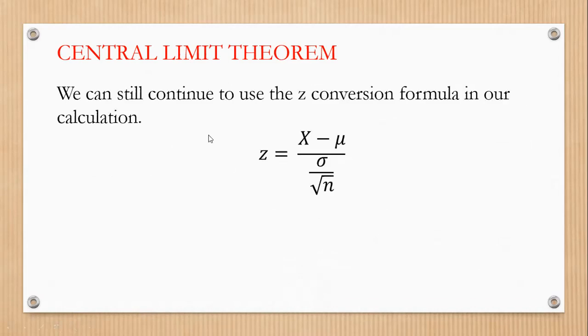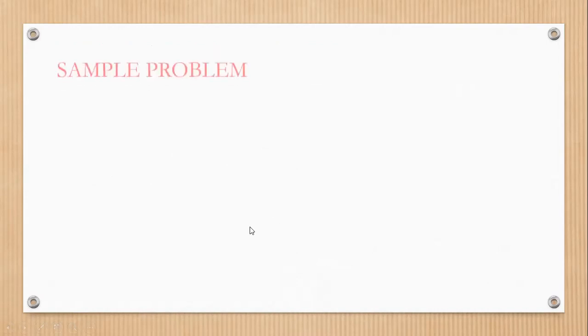Okay, so to continue, we can use the Z conversion formula, or the standard score formula, which is given by Z equals X minus the population mean, divided by the population standard deviation over the square root of n. You have encountered that formula already.